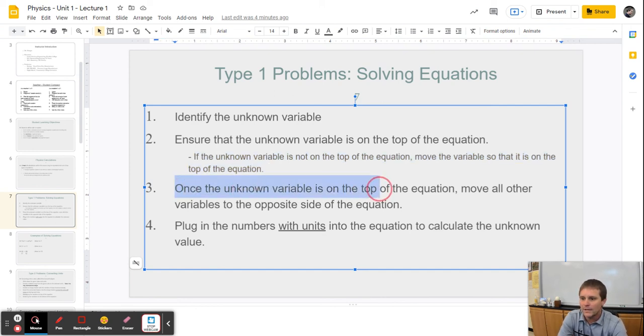Once the unknown variable is on top of the equation, we're going to move all other variables to the opposite side of the equation. It doesn't matter left side or right side. Once you get that variable to the top of the equation, then you move everything else to the other side, and we're going to go through those steps on being able to do that. And then finally, step 4, we plug in the numbers. A lot of students want to start right away with plugging in numbers, and we're not going to do that. We're going to plug in the numbers with the units once we've solved the equation for the unknown variable.